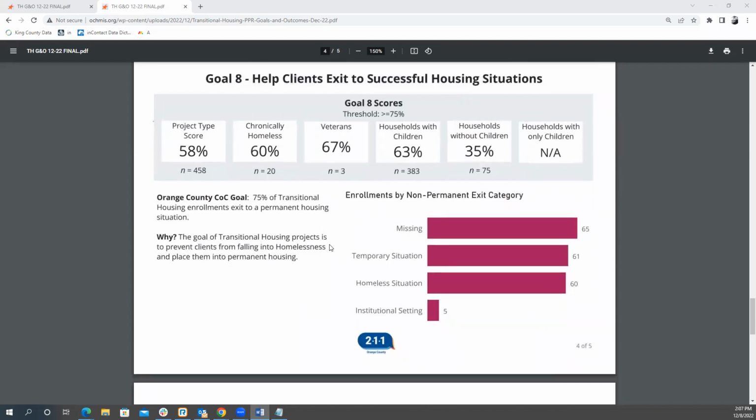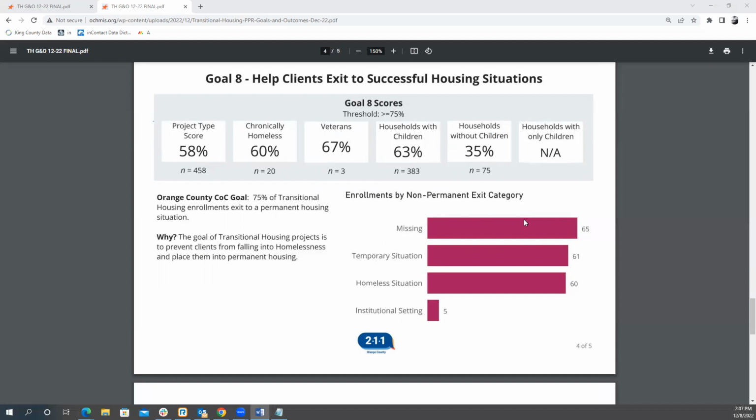All right, exits to permanent housing. Like I mentioned, households with children are exiting to permanent housing at higher rates than those without children. And then our bar chart here is broken down into the situations that they're exiting to if it's not permanent housing. About a third of the unsuccessful exits are to missing destinations.